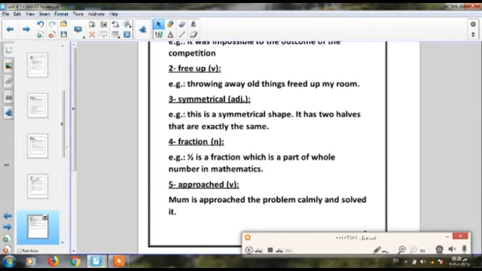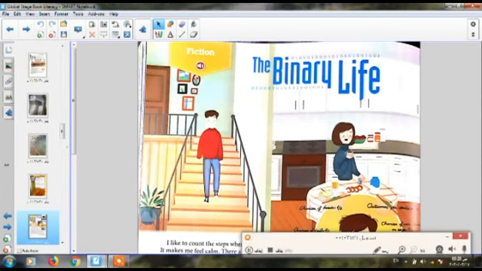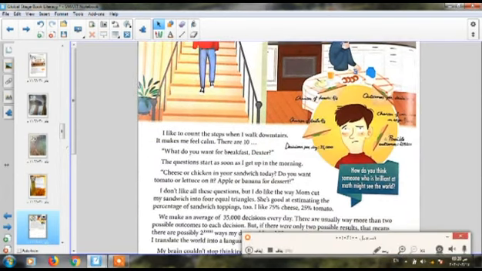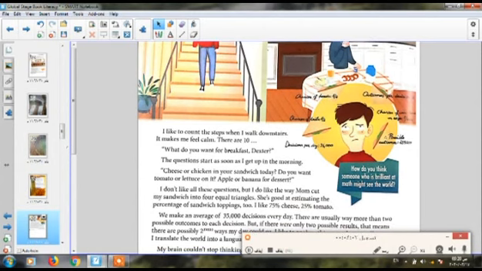I'm gonna start reading and I'm gonna open the book.